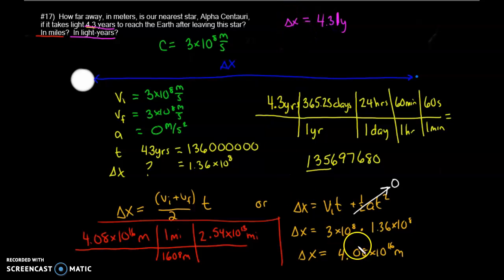Okay, so our 3 answers here are 4.08 times 10 to the 16th meters, 2.54 times 10 to the 13th miles, and 4.3 light years. So hopefully that helps with number 17. In the next video, I'm going to do questions 19 and 20.